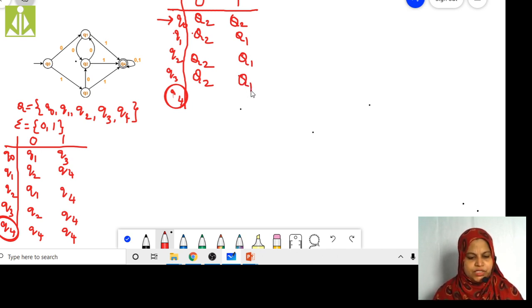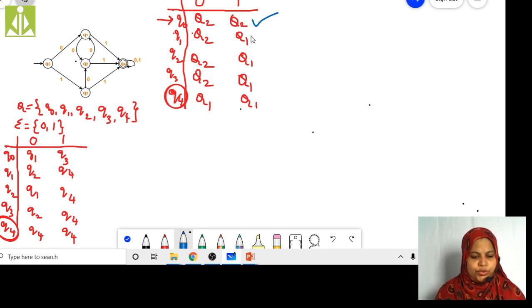Q4 on 0, Q4. Q4 is present in the Q1 set. Q4 on 1, Q4, again in the Q1 set. See here, check for the similarities. Is there any other Q2, Q2? No, Q2, Q2 is not there. So this is a single state.